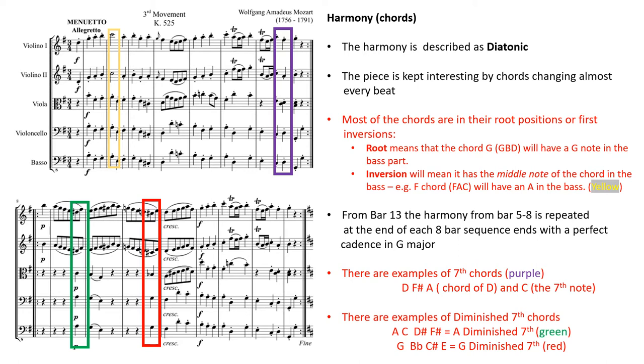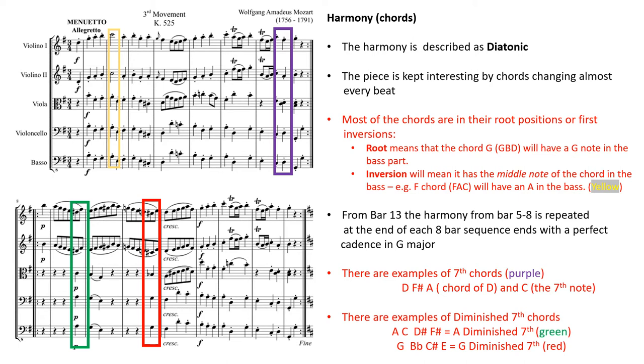From bar 13, the harmony from bar 5 to 8 is repeated. This is at the end of the 8-bar sequence. The 8-bar sequence ends with a perfect cadence in G major. Remember, a perfect cadence is like a musical full stop. It uses chord 5, which in G major will be chord D, going to chord 1 in G major, which is G, B and D. In the minuet, there are examples of seventh chords.